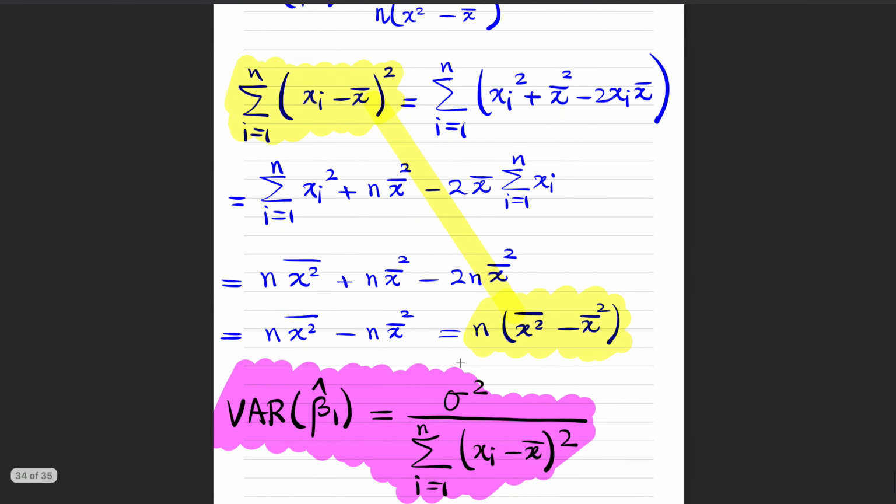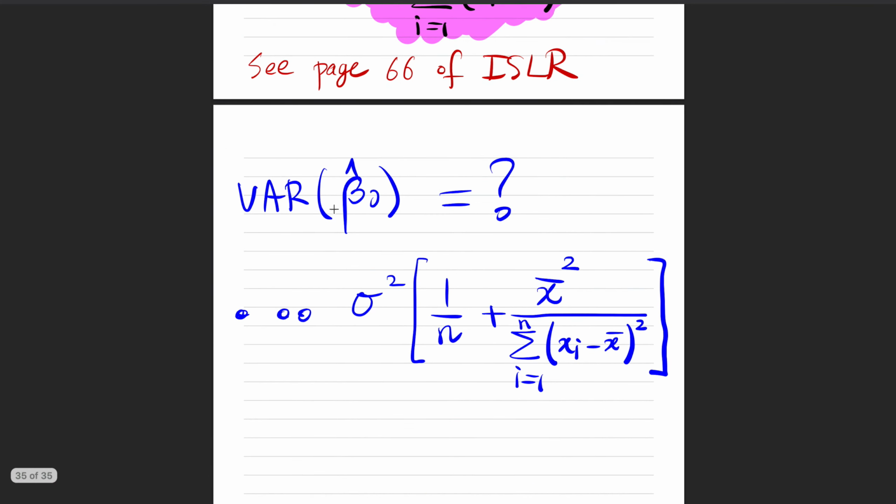Similarly, if you do the same math, I won't do it. You can do it as a homework that you do not need to submit.